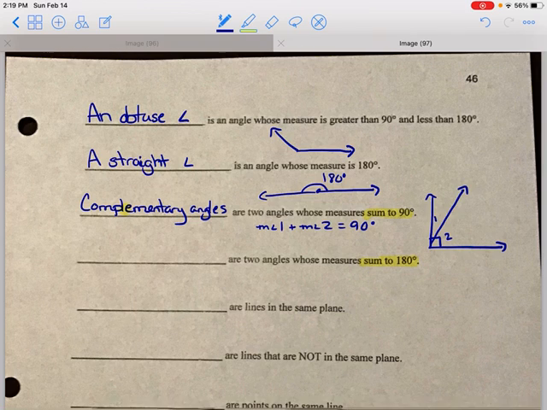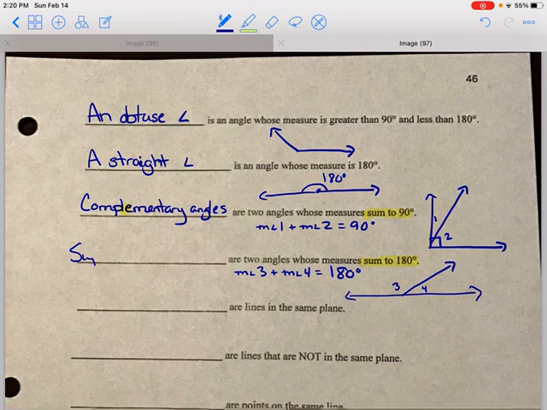Okay, and then for angles that add up to 180, to draw those you can start with a straight line. Let me try that again. That was not very straight. All right, straight line. I'm going to cut that into two angles. So let's call that 3 and 4. And I can see if I put those angles together, their measure is going to make a straight line, so they're going to add up to 180. And we call these supplementary.